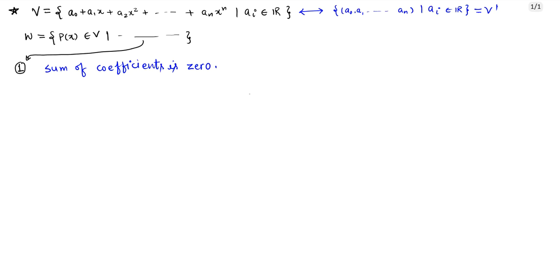Then if we write a condition, similarly as first, sum of all ai's is equal to 0, i is equal to 0 to n. This is a subspace or not of this vector space, right? Similarly, sum of all coefficients is 0 is also a subspace of V.